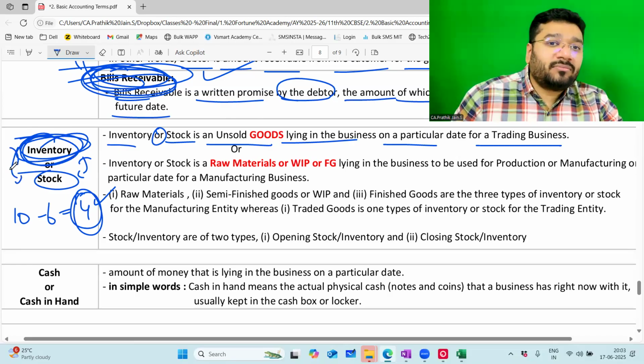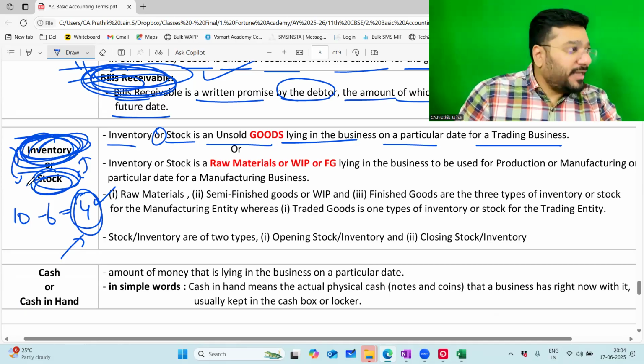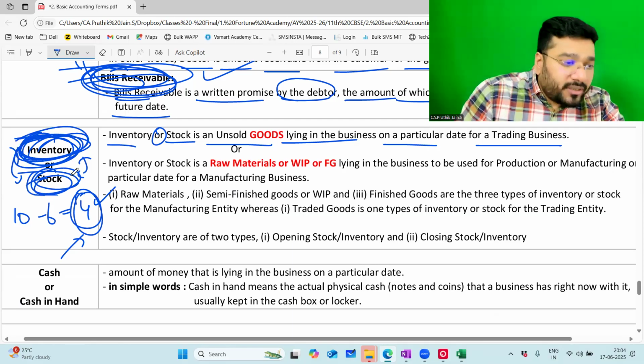I'm telling you, in 11th and 12th, both inventory and stock mean the remaining 4 phones which are available, no? In 11th and 12th, you refer to both as inventory and stock only. So in 11th and 12th, inventory and stock mean the same. But in real life, inventory has a different meaning, stock has a different meaning, is what I'm trying to say.